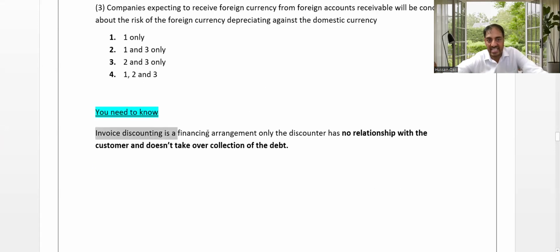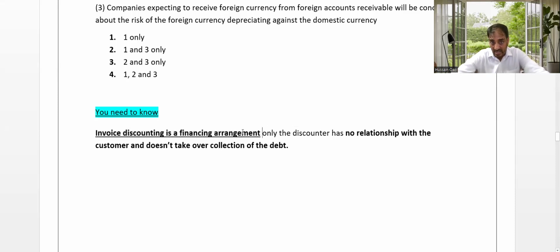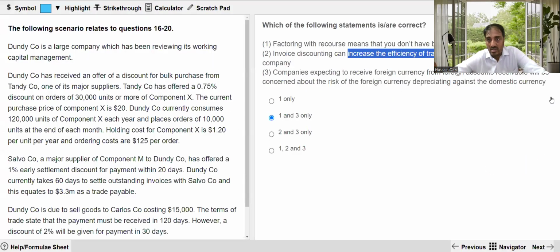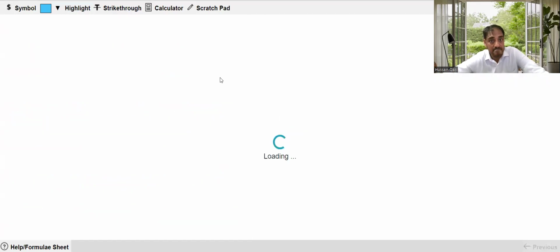Invoice discounting is a financing arrangement. Only the discounter, the bank, has no relationship with the customer and does not take over collection of the debts. That's a point. So that's a point. Next. Come on.